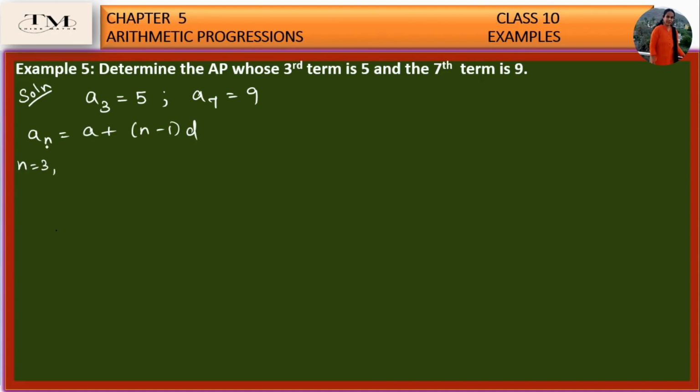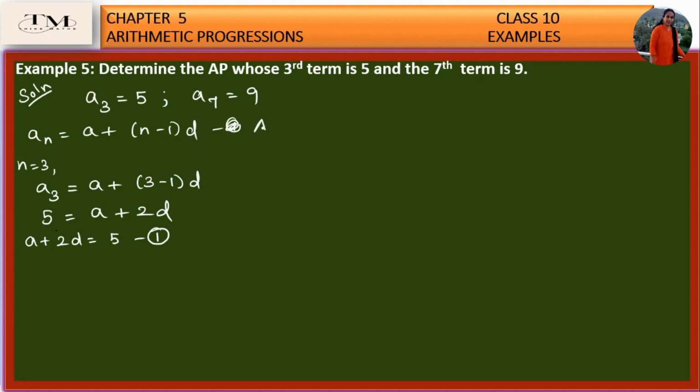So if you apply n is equal to 3 here, A3 will be equal to A plus 3 minus 1 into D. So A3 is given as 5. So 5 equal to A plus 3 minus 1, 2D. So this is one equation. We can write it as A plus 2D is equal to 5. So this is the first equation.